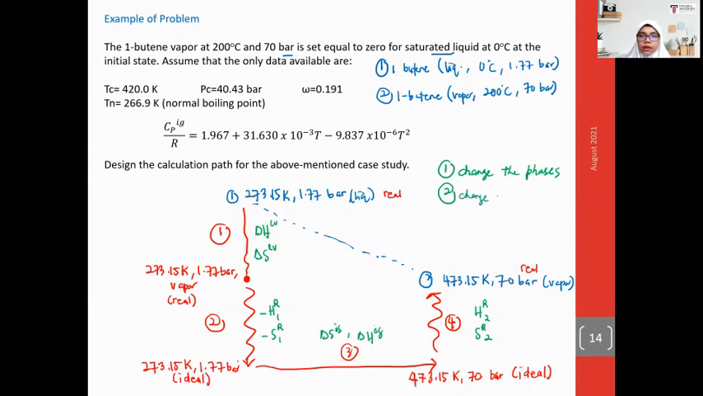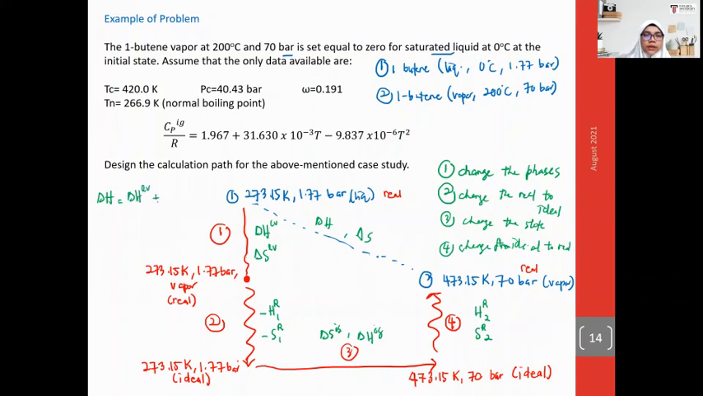And then the total here: for the first path, we proceed to change from the real to ideal, so it gives us the residual, right? And then the third is the change of state at ideal, and the last is the change from ideal to real. So these are the steps, and the total delta H you can obtain, if the question asks you to determine delta H, is delta H LV plus H1 R plus delta H IG plus H2 R. You can obtain these from your reference table.